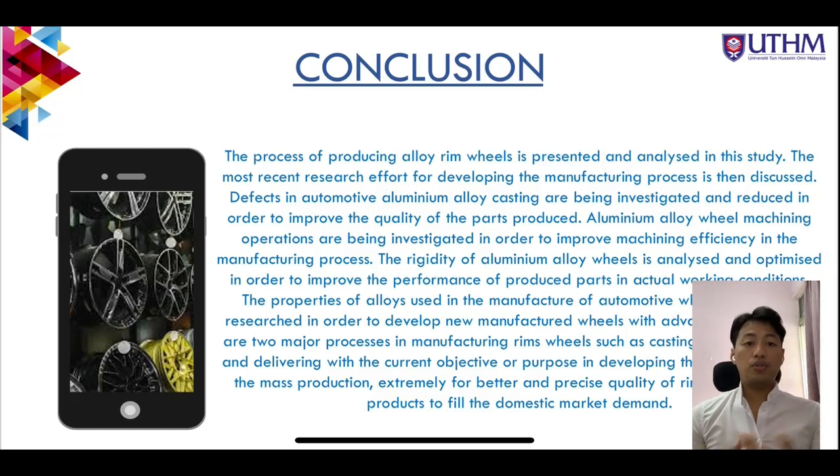Here are the two major processes that we need to manufacture the wheels, which are casting and forging. The current objective is developing rims for mass production with better and more precise quality, so that advanced rims are produced to fill the domestic market demands.